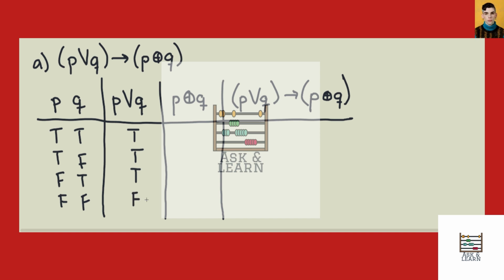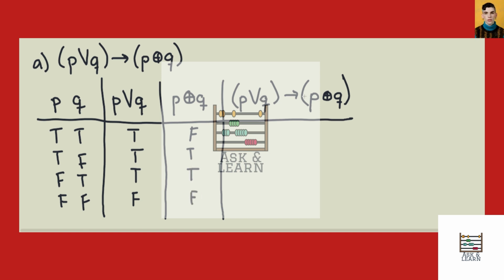Now for exclusive OR, we know that the rule is exactly one of the propositions has to be true. If both are true or if both are false, then it'll be false. So it's going to be false, true, true, false.